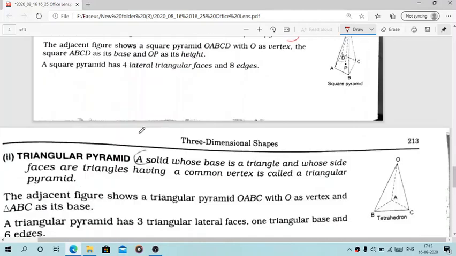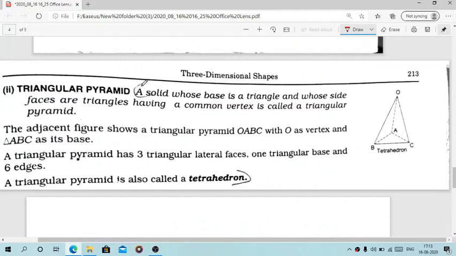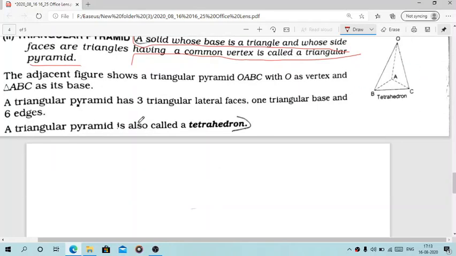Now, triangular pyramid. A solid whose base is a triangle and whose side faces are triangles having a common vertex is called a triangular pyramid. So these are the definitions of three-dimensional shapes which are given in your textbook. You have to write all the definitions in your notebook.